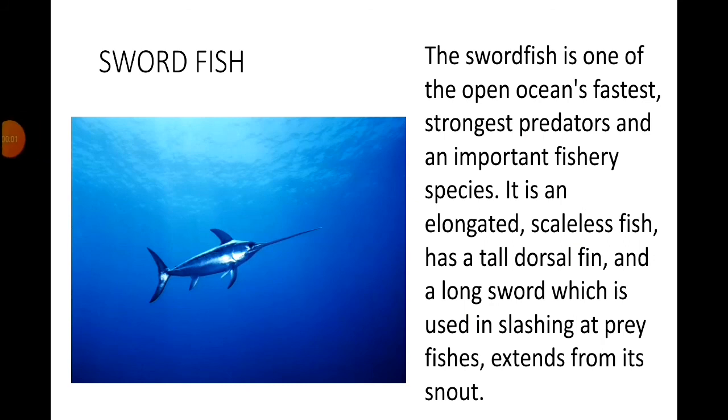Swordfish. It is one of the open ocean's fastest, strongest predators and an important fishery species. It is an elongated, scaleless fish, has a tall dorsal fin and a long sword which is used in slashing at prey fishes. It extends from its snout.